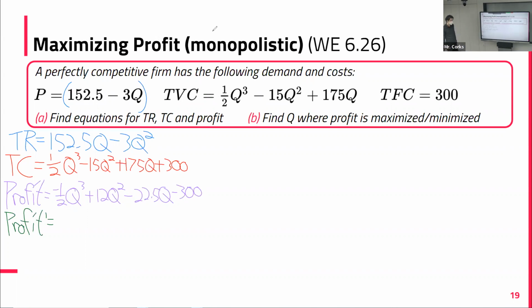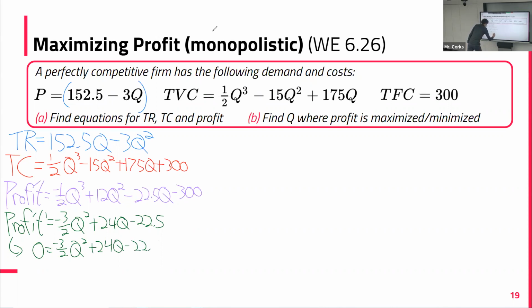First derivative is negative 3 over 2 q squared plus 24q minus 22.5. So we want to solve for q when this whole thing is equal to 0. Oh, sorry, I got a little ahead of myself there. Q squared plus 4q minus 2.5. All right, I'm not going to have a whole lot of space, so I'll just write it temporarily here on the right, and then we'll put our answers back here on the left. So we have this thing, and we want to try to solve for q.